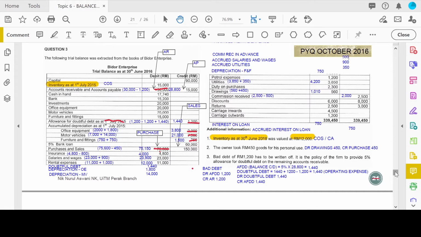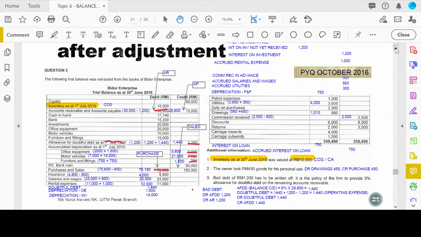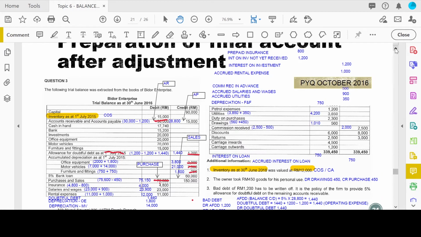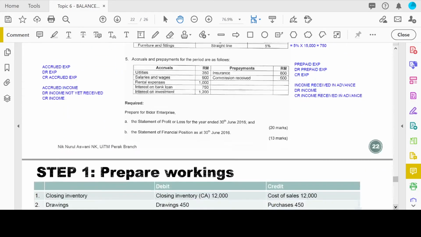So once you have added everything, you have adjusted the amounts in the trial balance. Now we are going to use this new list of accounts in the trial balance with their respective new or adjusted amounts. Then we are going to prepare final accounts.